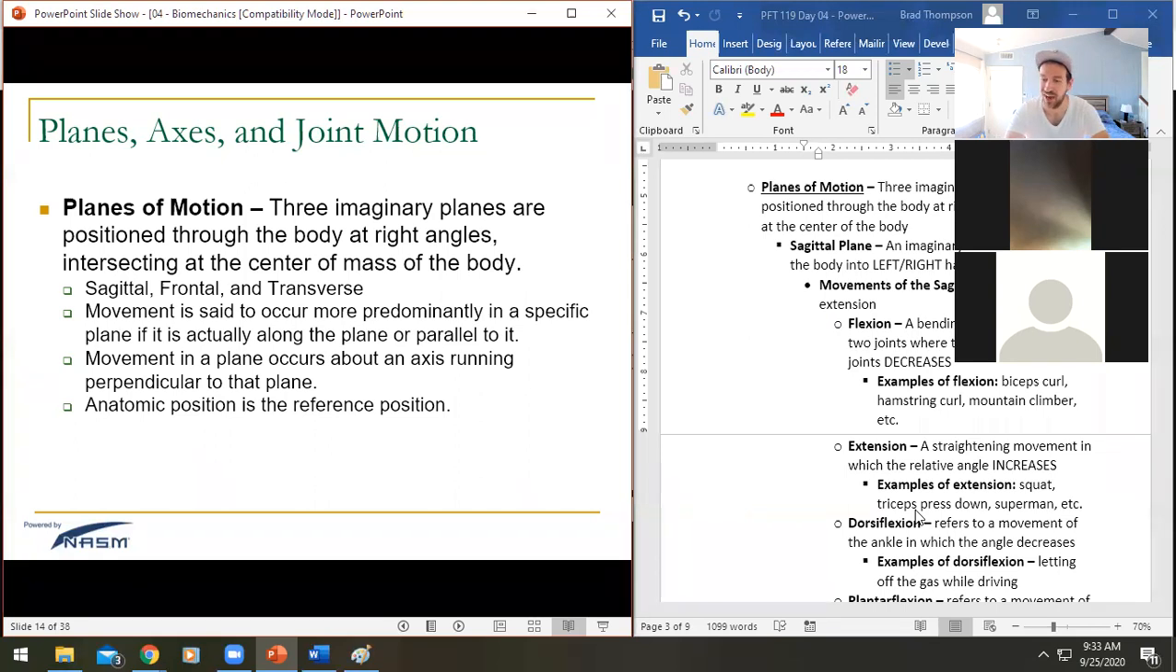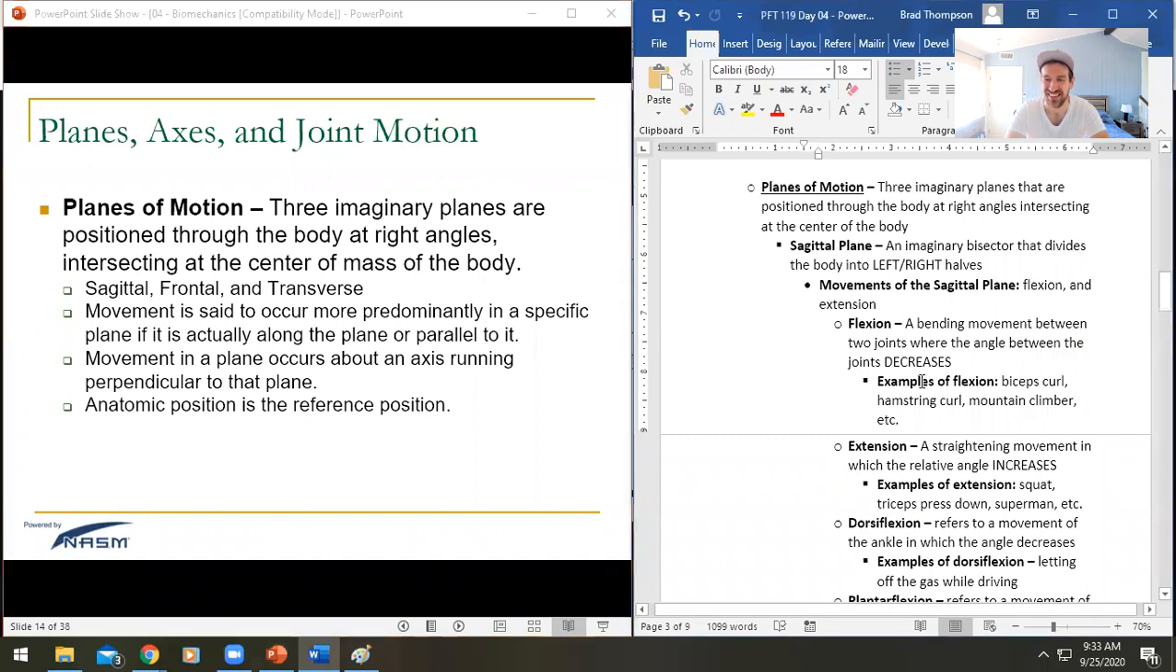Okay, we got more terms. So let's go through our planes of motion. This is something I pulled up a picture of earlier. A plane of motion is one of three imaginary planes positioned at right angles to each other, and they all intersect at the dead center of the body. They are the sagittal plane, the frontal plane, and the transverse plane. Basically they're used to describe where motion is occurring, because movement is primarily going to take place in one plane or another.